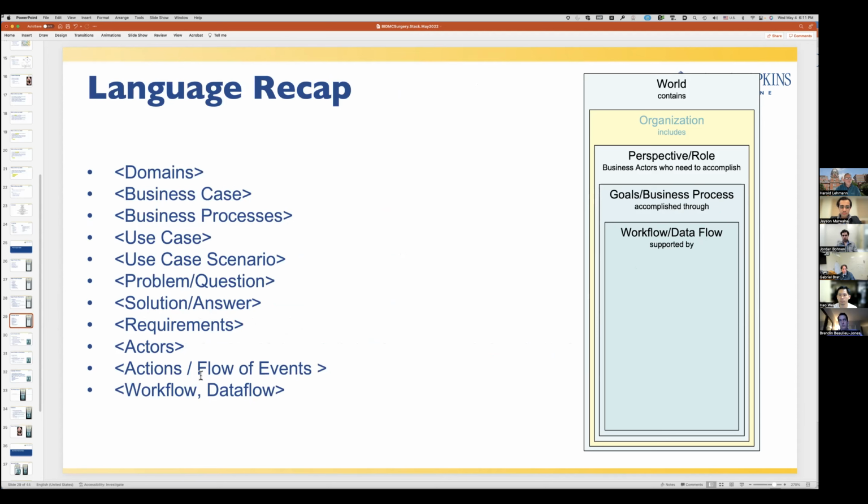So going back to the words we had before, the domains now are something like worlds. Business case goes over here, use case scenario. These all go into kind of what you want to accomplish. Requirements tend to go into, again, what you want to accomplish. The actors are the people, flow of events, workflow, data flow from the previous slide. That left-hand side can map onto here. Any questions so far?